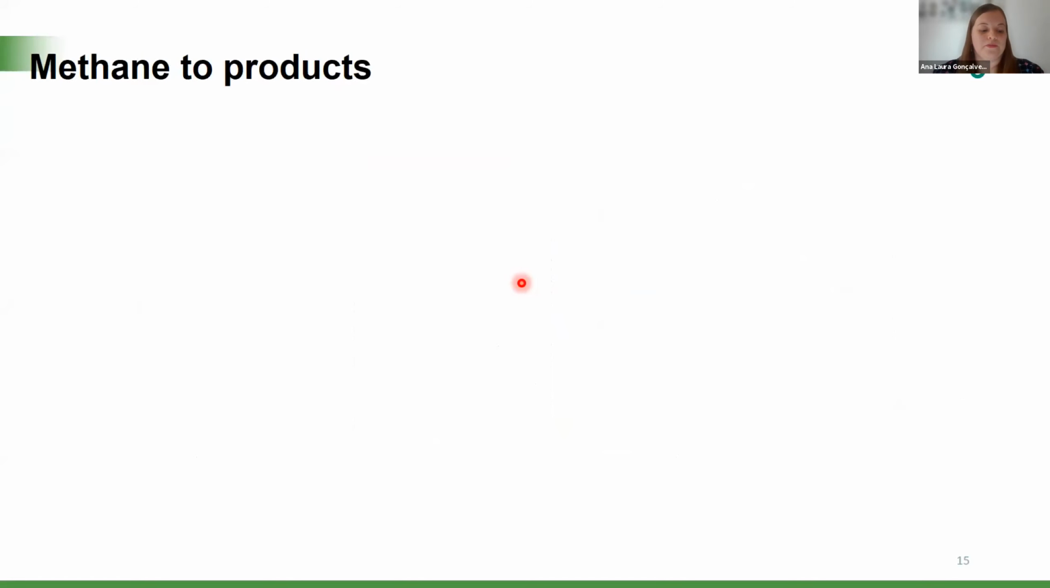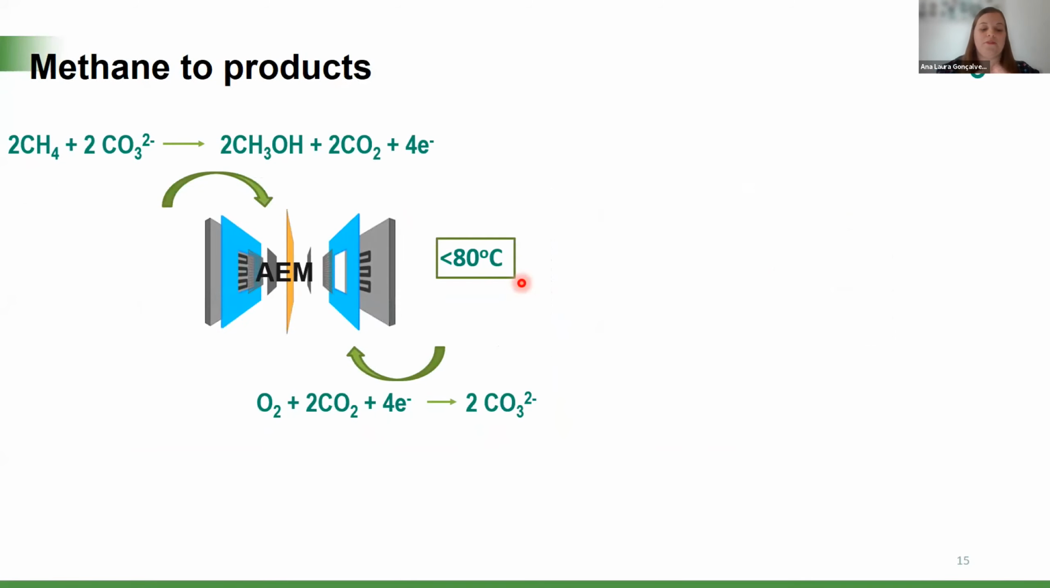As for perspectives, the development of solid electrolytes provides an expansion of the application of this material to other electrochemical devices. I presented an application in fuel cells. And now that we know our materials very well, we have synthesized membranes with high performance and mechanical stability. We're going to test them in the methane conversion reactor.